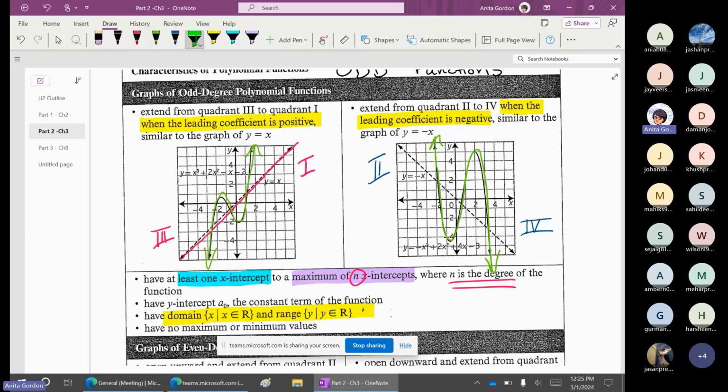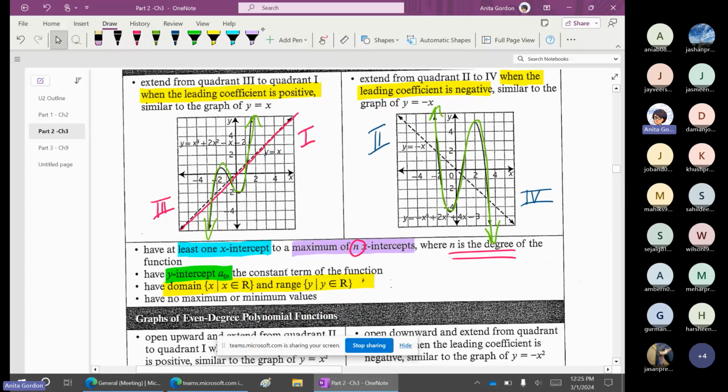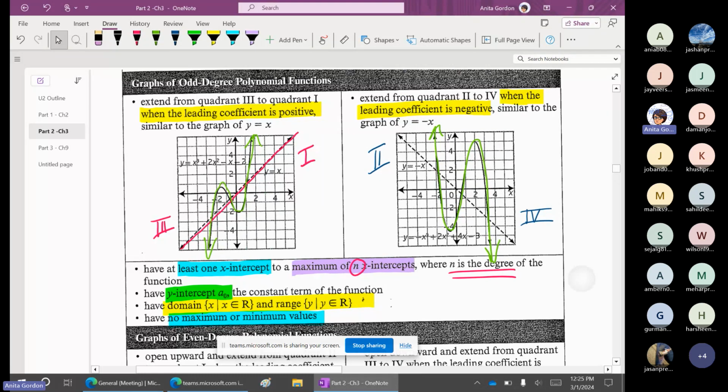Always true, the y-intercept is represented by the constant in the equation. So the last term, if it does not have a variable next to it, that will always be your y-intercept. And lastly, because it goes on and on forever, there is no max or min because we have a range of all reals. Okay, so this little table here is true for all polynomials that have a degree that is odd.